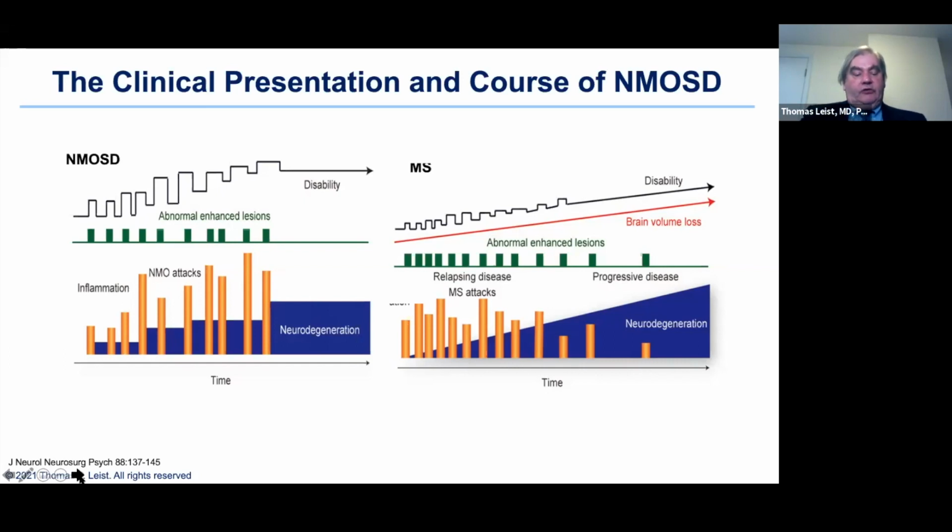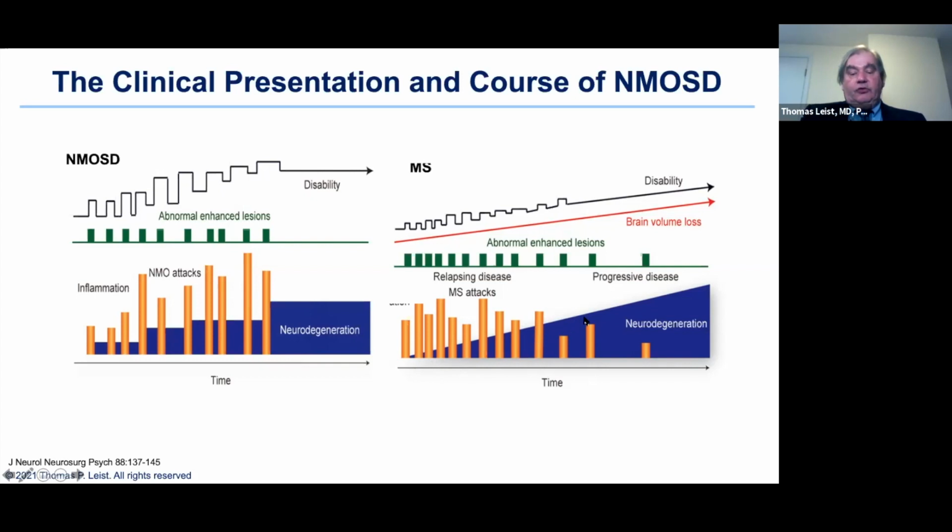If you direct your attention to the lower graph over here, what you are seeing is that worsening of disability occurs with attacks. So in neuromyelitis optica, very often with every attack, there is something left behind, which makes it very necessary to control the disease as early as possible. This is true for MS and neuromyelitis optica, but it's particularly true for neuromyelitis optica.